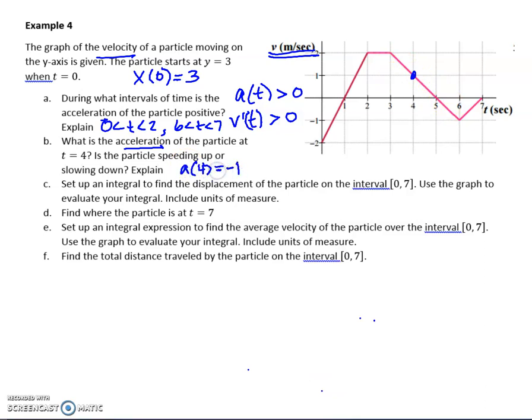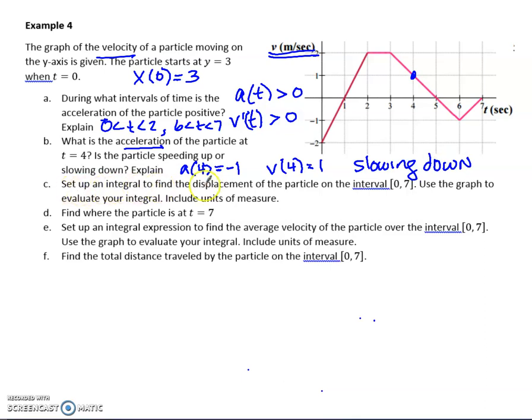Now, does that mean the particle is speeding up or slowing down? This is from the previous unit. So speeding up versus slowing down, remember you have to look at both the acceleration and the velocity. My velocity at 4, which is this graph, is a positive number. If these two things are different, yes, it's slowing down. If they're the same, that's when we're speeding up.